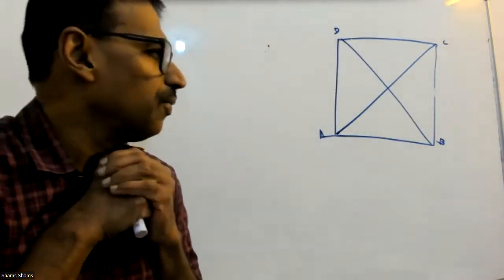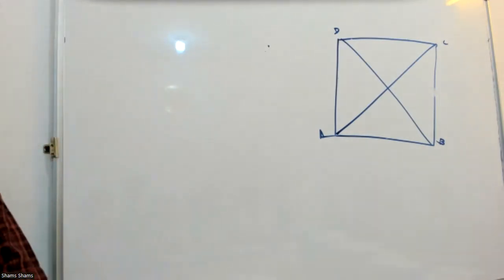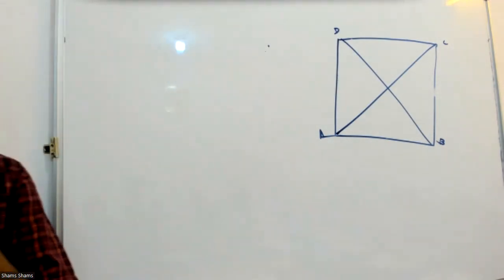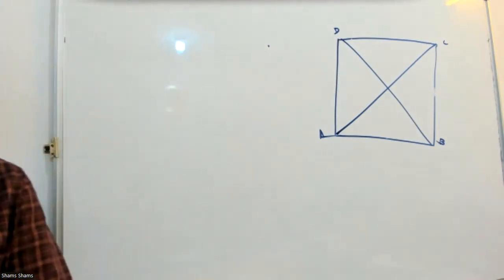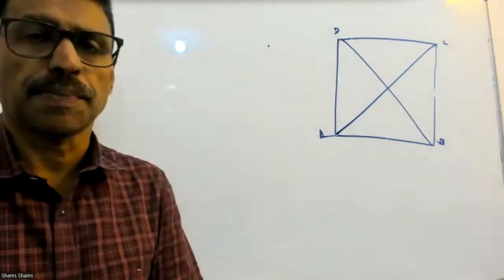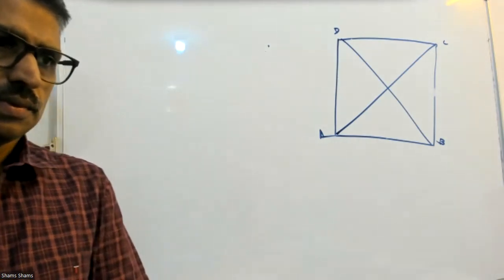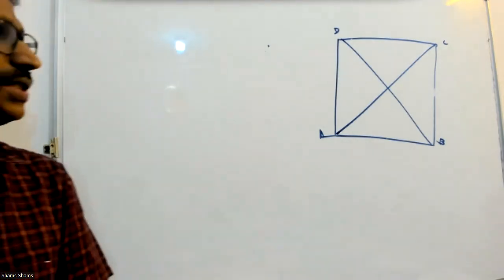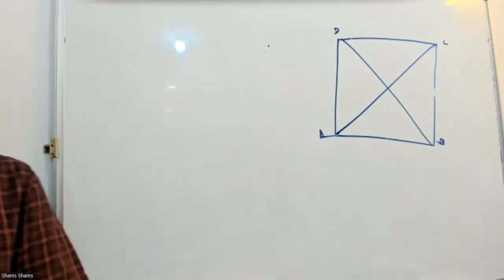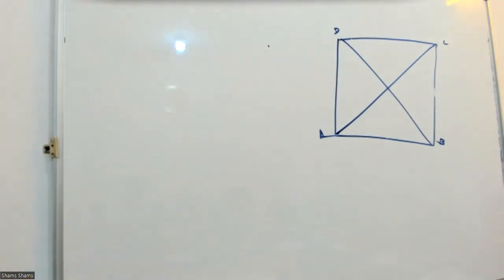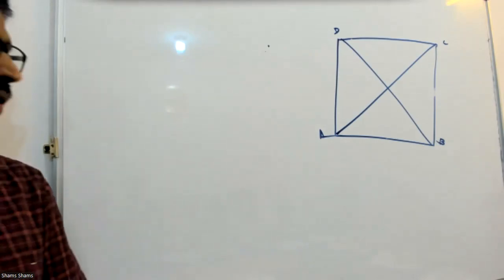Okay. So here now, what did you write? Right, given: ABCD is a parallelogram in which AC equal to BD. AC equal to BD.